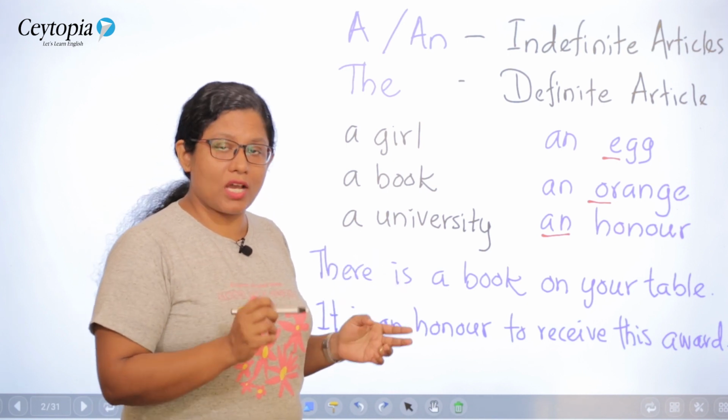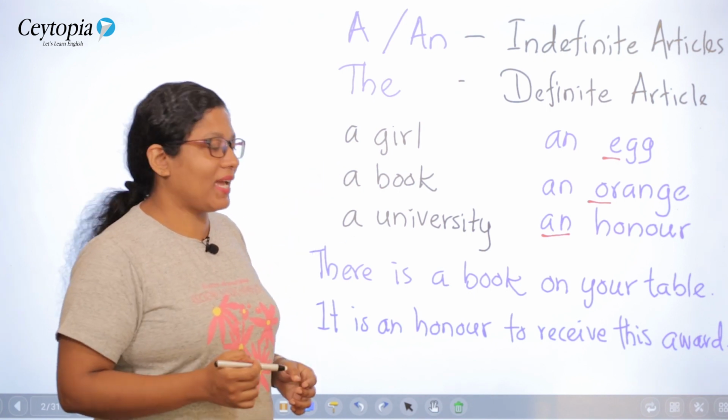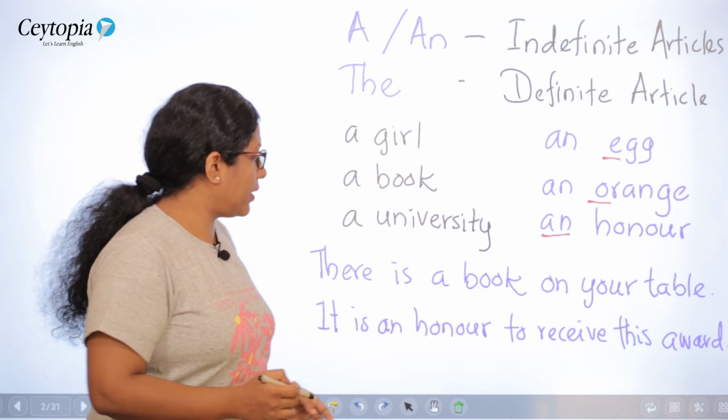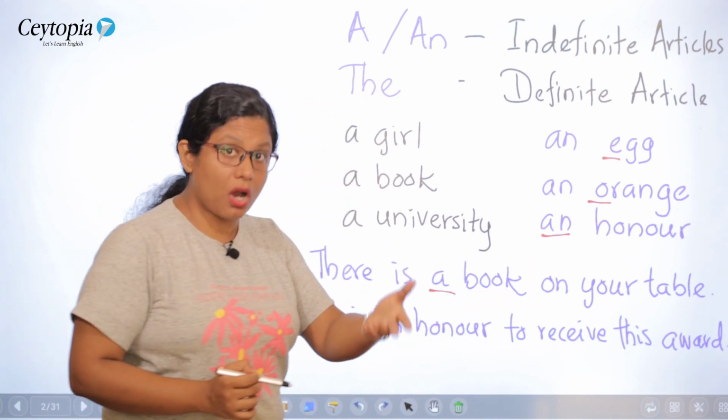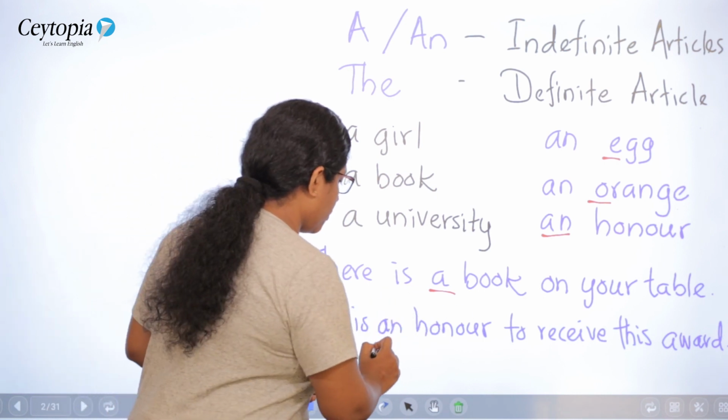With all the other nouns which start with consonants, you have 21 consonant sounds in English. With all those nouns, you use a with all the singular nouns. Let's take a look at an example. There is a book on your table. It is an honor to receive this award.